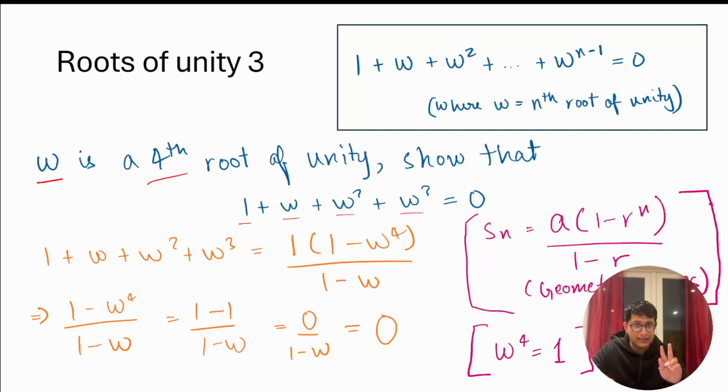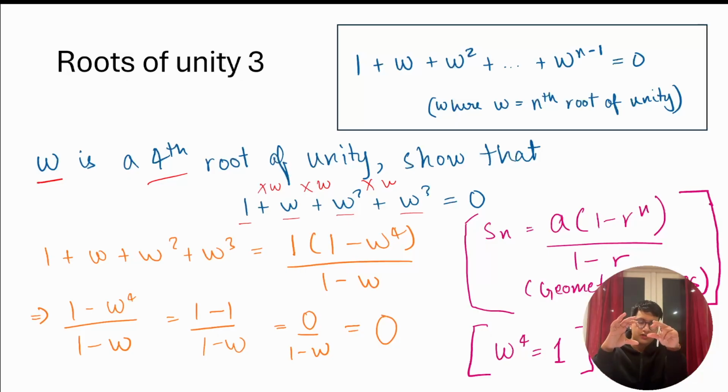Now, there are 2 identities that are at play here. The first one being, remember the sum of the first n terms of a geometric series, the formula, which is a(1 minus r to the n) over (1 minus r). This is just a geometric series, right? Every time you're multiplying by w times w times w, it's just a geometric series. So you can do the summation of that, and because there are 4 terms, n is 4, so it becomes 1 minus w to the power of 4 over 1 minus w.